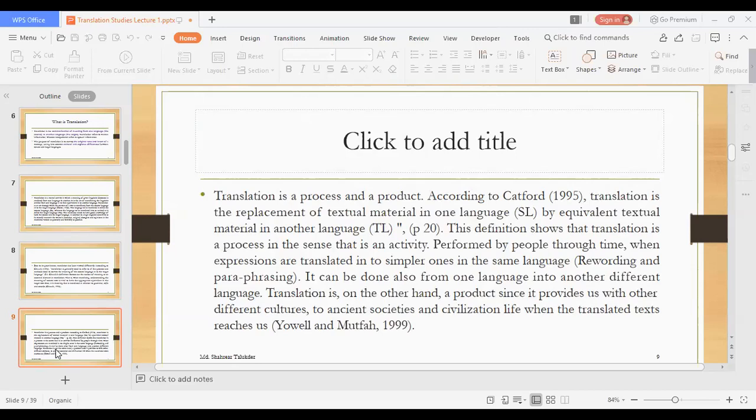So now it's performed by people through time when expressions are translated into simpler ones in the same language. It can be done also from one language into another different language. Translation is, on the other hand, a product, since it provides us with other different cultures, ancient societies and civilization life when the translated text reaches us. So you see, translation means you're not only translating the text itself, you're also translating the culture, the tradition, and also the civilization.